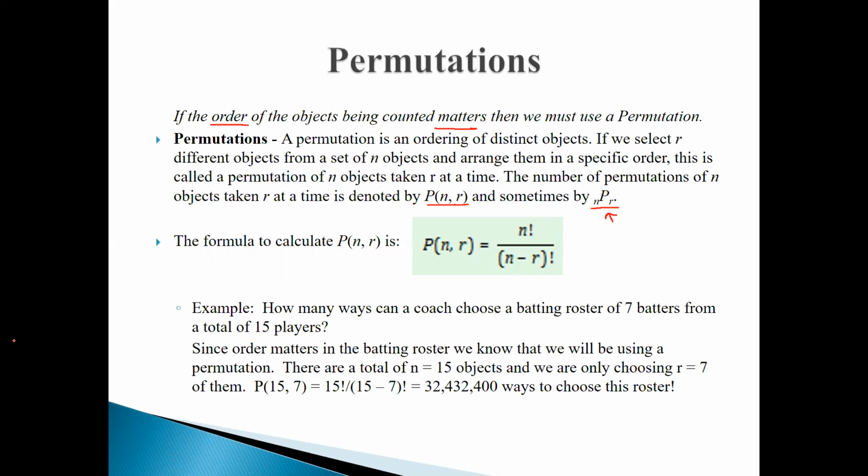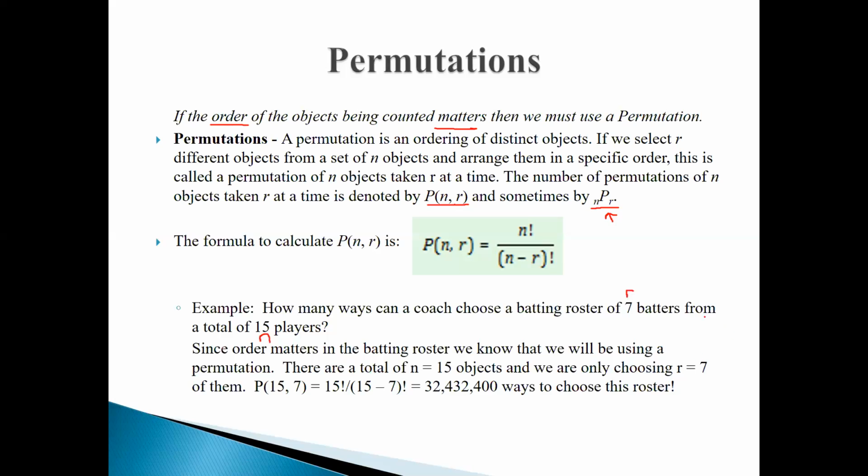So how many ways can a coach choose a batting roster of 7 batters from a total of 15 players? Well, here r is 7 and n is 15. So we're going to find P of 15 comma 7, or 15P7. Since order matters in a batting roster, we know we have to use the permutation. So n is 15, r is 7, and we plug that in. We're going to get 15 factorial divided by 15 minus 7 factorial. So that's 32,432,400 ways to choose this roster.